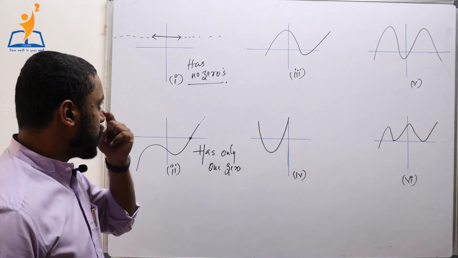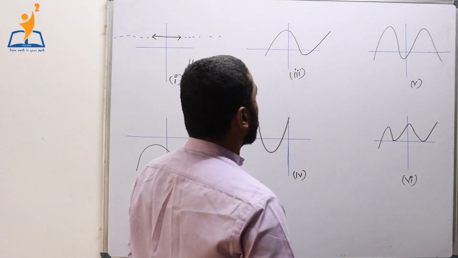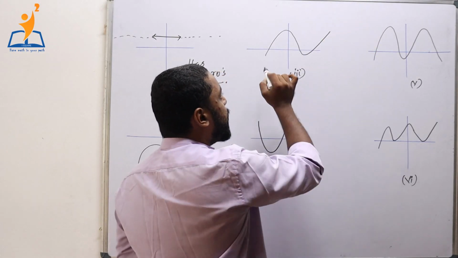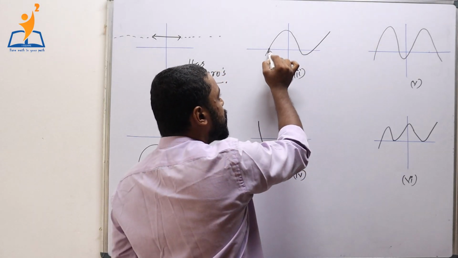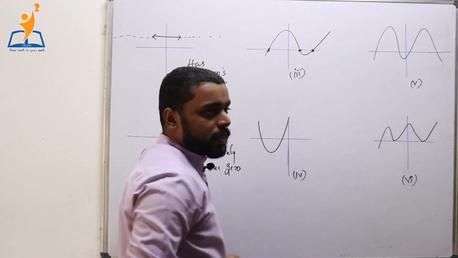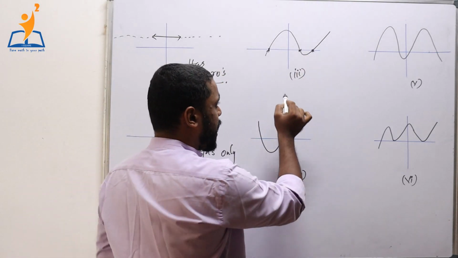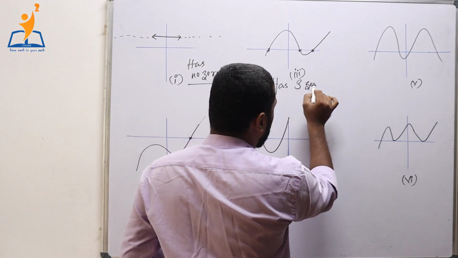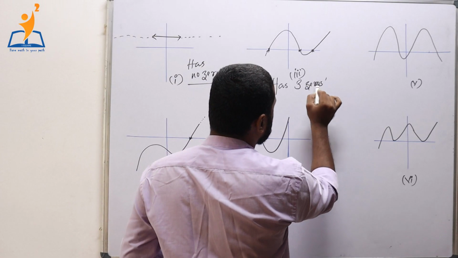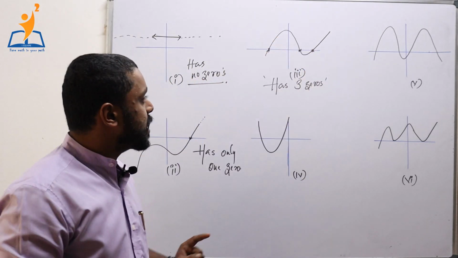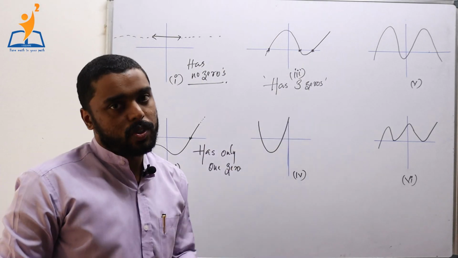Now we shall move to the third polynomial. The third polynomial is also a smooth curve, and we can see that this polynomial crosses the x-axis 3 times, right? Hence we can conclude that it has 3 zeros, because the graph of the polynomial crosses the x-axis 3 times.